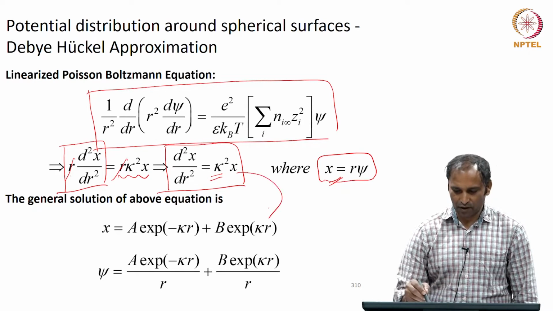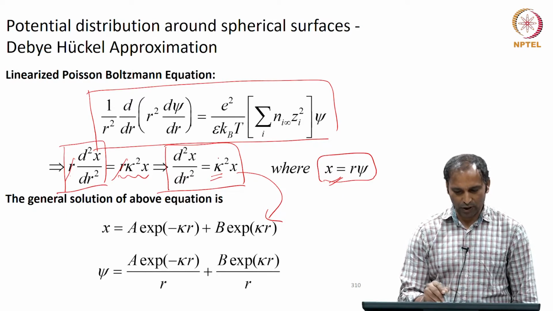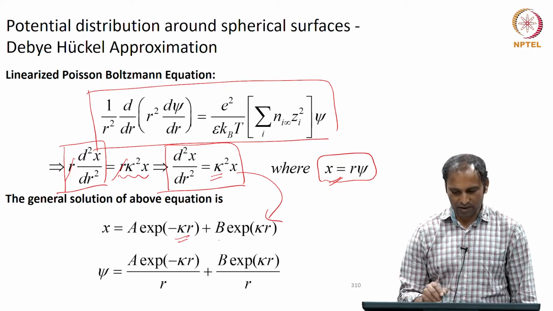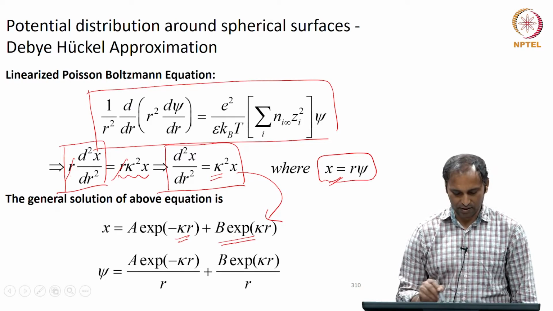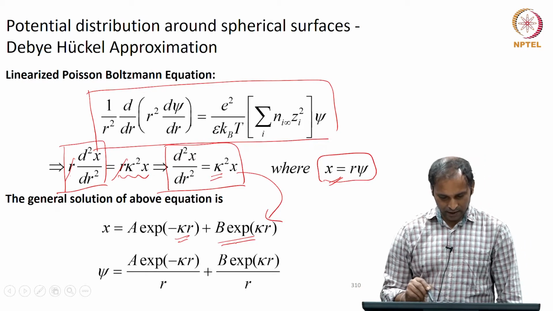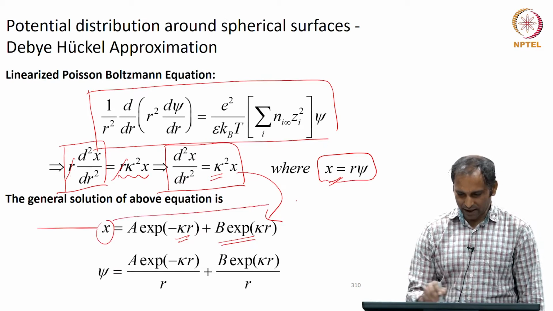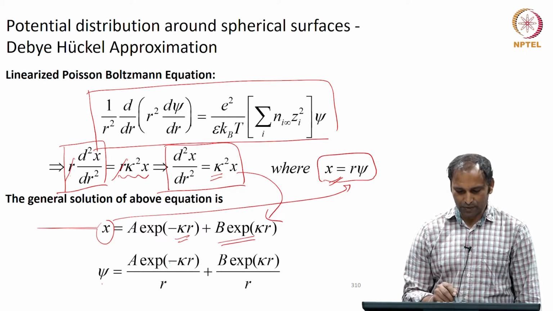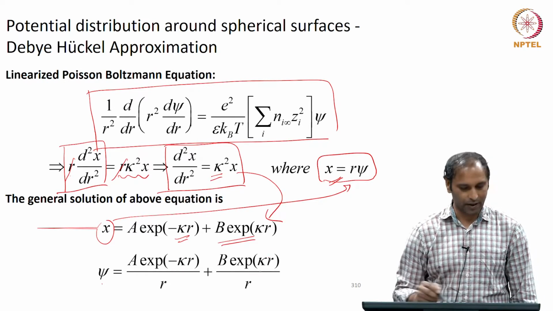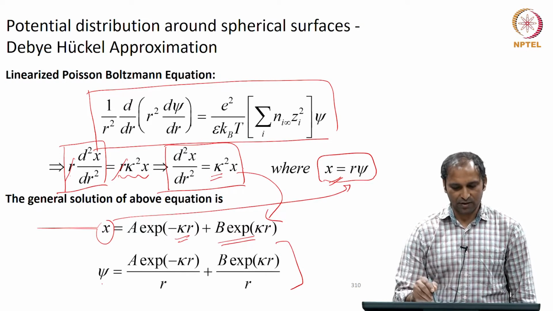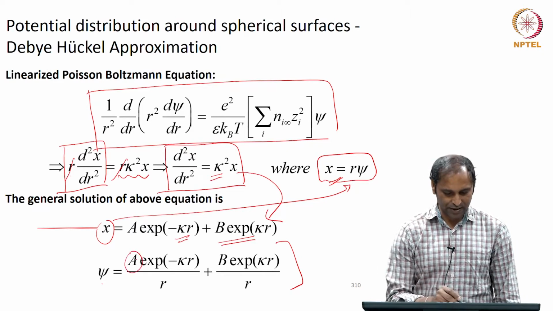I know that the solution for this particular differential equation is x equals A exponent minus κr plus B exponent κr, that is the solution. And because I know that x and psi are related, psi becomes A exponent minus κr divided by r plus B exponent κr divided by r. That is the solution of this differential equation, and of course, I have to get these constants A and B.